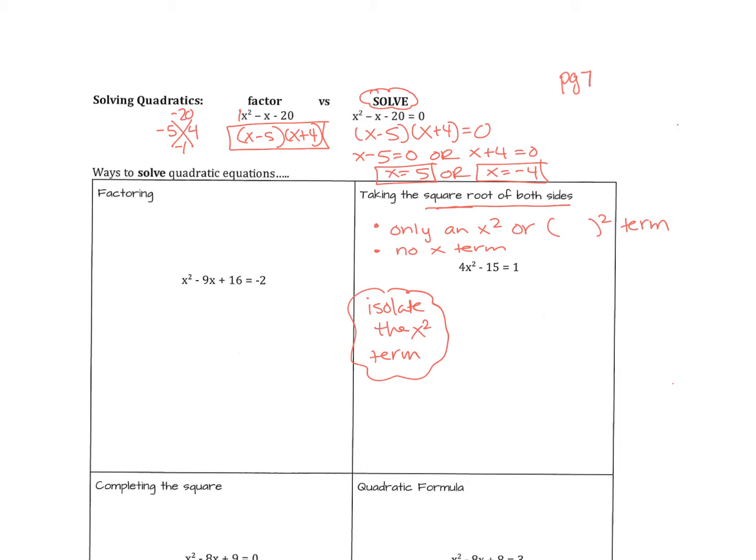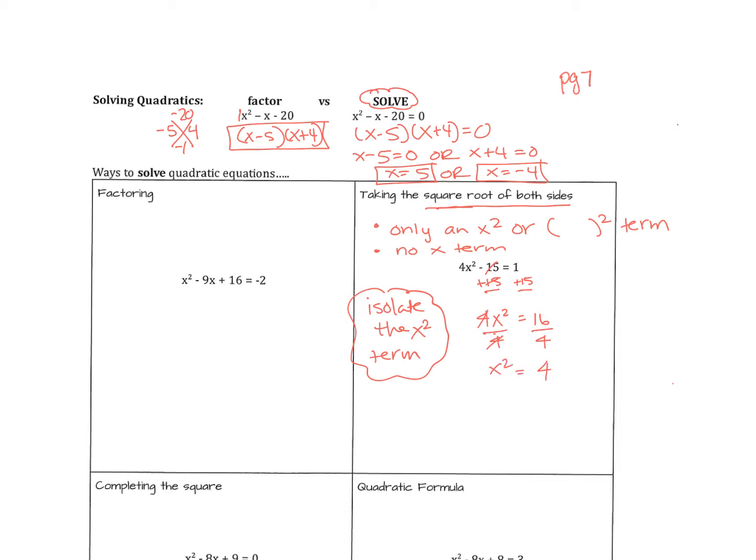So I'm solving this like an equation. The first thing I'm going to do is move the 15 by adding 15 to both sides. I get 4x squared equals 16. I want to continue isolating the x squared by dividing by 4. And I finally get x squared equals 4.